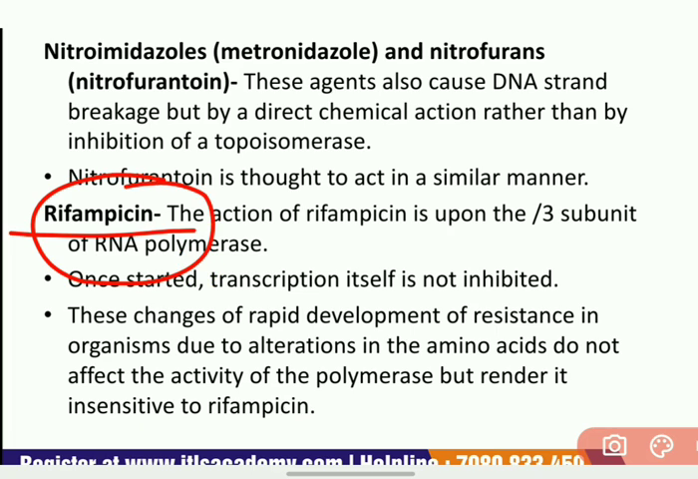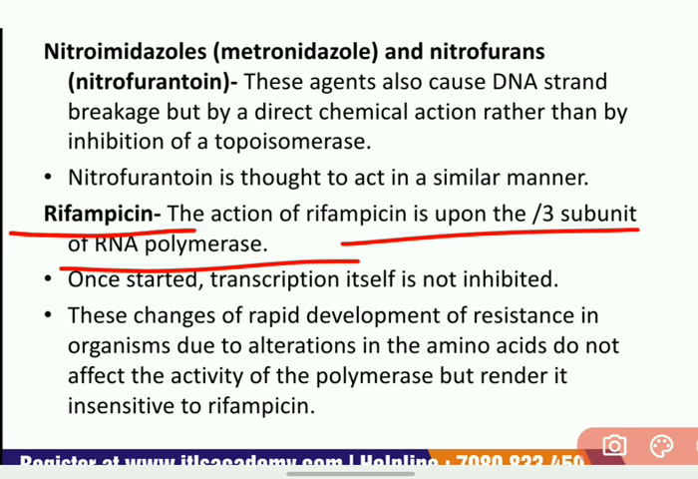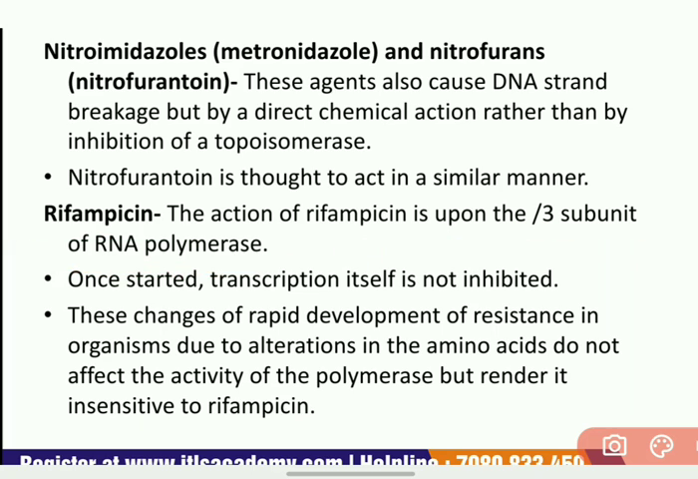Next is rifampicin. The action of rifampicin is upon the beta subunit of RNA polymerase. Binding of just one molecule of rifampicin inhibits the initiation stage of transcription, in which the first nucleotide is incorporated into the RNA chain. Once started, transcription itself is not inhibited.